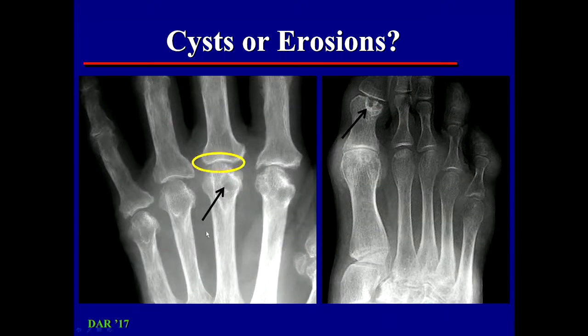So in this patient, what do we see? Uniform joint space narrowing, no osteophytes. Therefore, this is not osteoarthritis. This is an inflammatory arthritis. This is a patient with rheumatoid arthritis, typical erosions, and these are all erosions, not cysts.